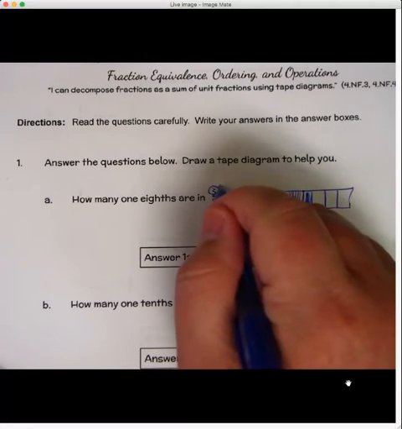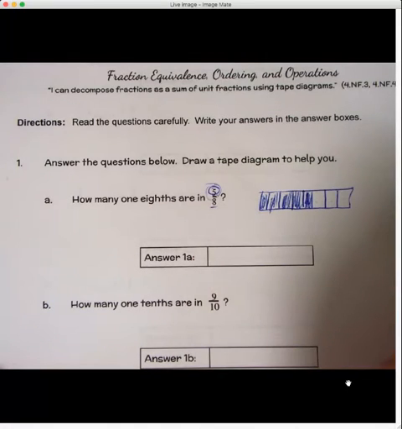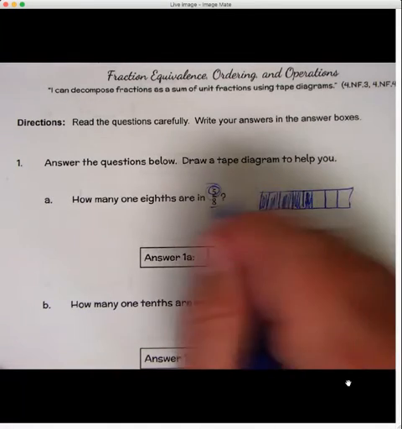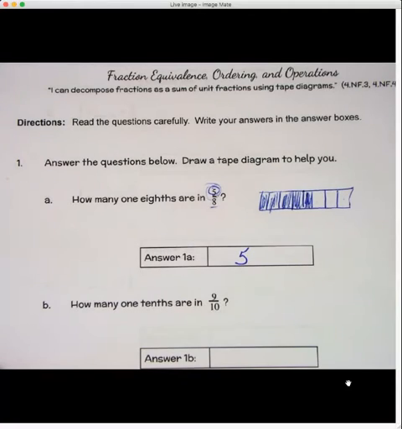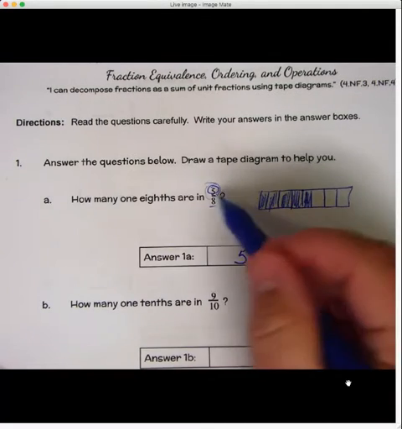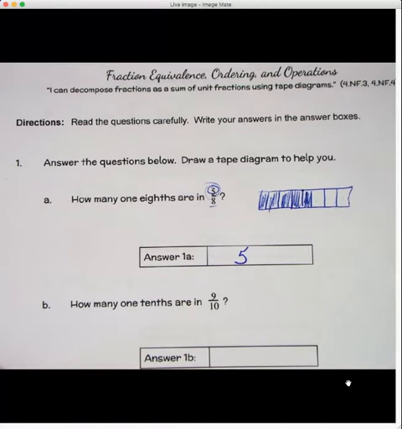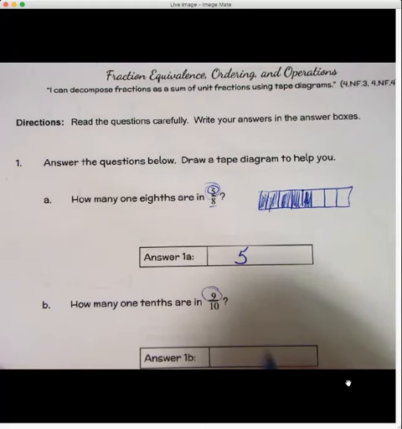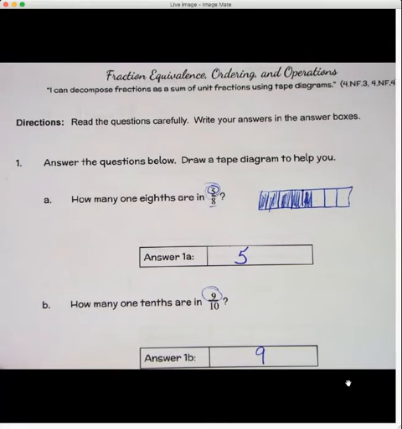So all we really need to do on these first few is look at this numerator, look at the number on top, and that's going to be our answer. How many 1/8 are in 5/8? There's 5 1/8 in 5/8. It's a weird way to say it. There's 5/8 equals 5 1/8. Okay. How many 1/10 are in 9/10? Well, obviously there's 9 of them.